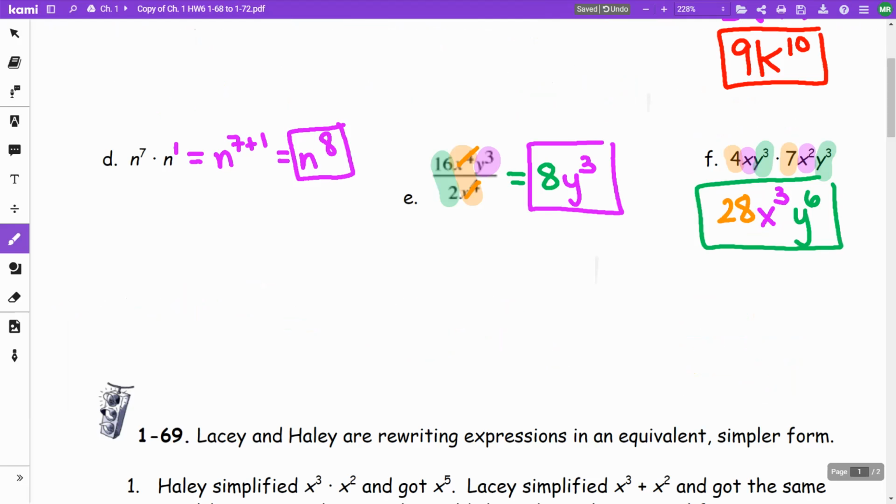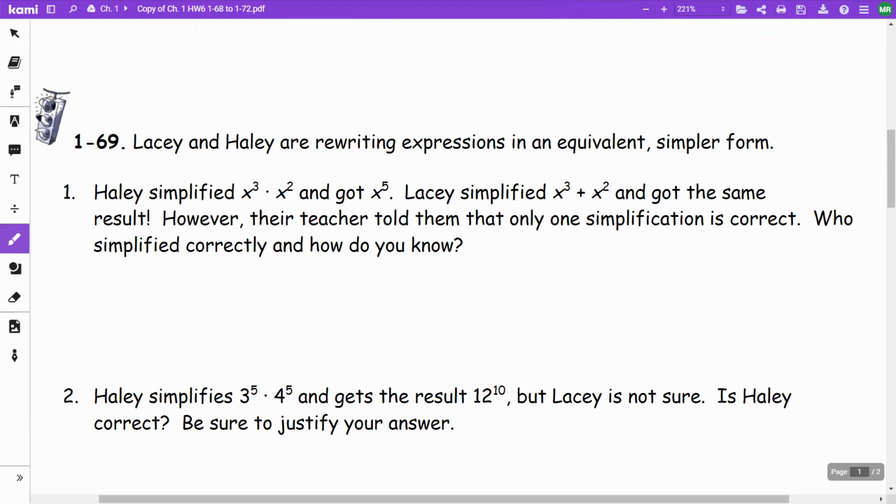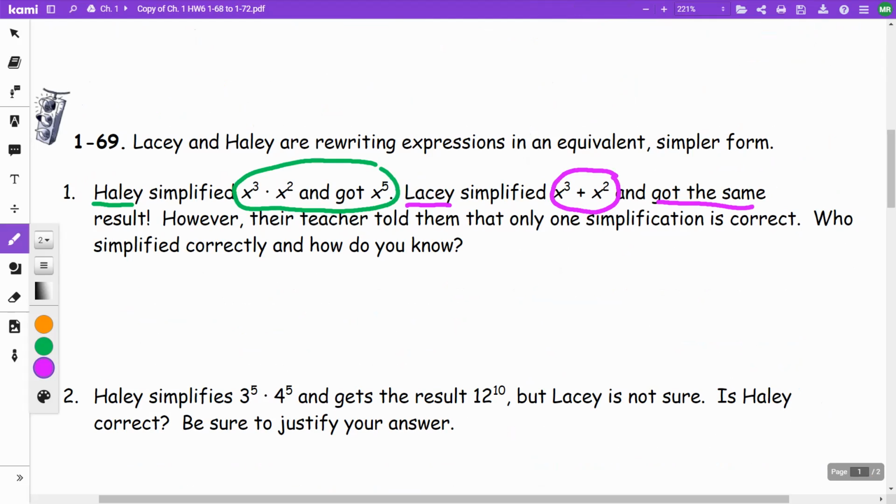On 1-69, Haley simplified x to the 3rd times x to the 2nd, and she got x to the 5th. Lacey simplified x to the 3rd plus x to the 2nd and got the same result. However, their teacher told them that only one simplification is correct. Who simplified it correctly, and how do you know?